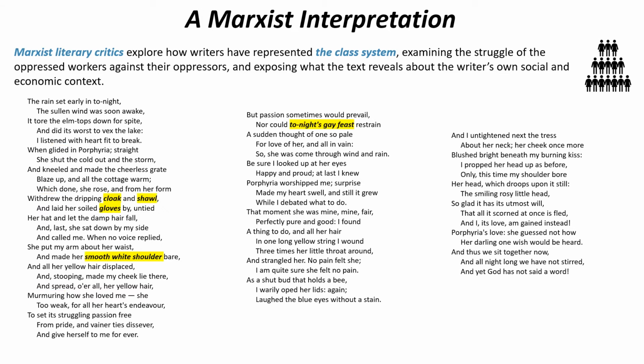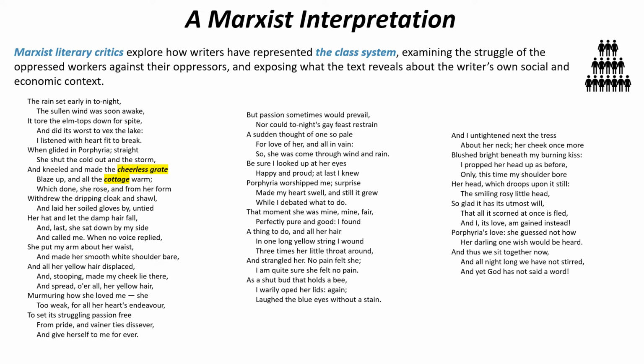As well as that, if we look at what Porphyria is wearing, she's got a cloak and a shawl and gloves, and these items of clothing just hint at a certain kind of opulence and luxury in terms of her wardrobe. Her smooth white shoulder again is a hint that actually she doesn't engage in any physical work outside. You know, she's not tanned like a member of the working class who works on the farm might be. Her skin is very smooth, so she's not blemished by having to do any work during the day. And of course, tonight's gay feast suggests that her life is full of parties and opulence and fun, and there's not much in the world that would worry her.